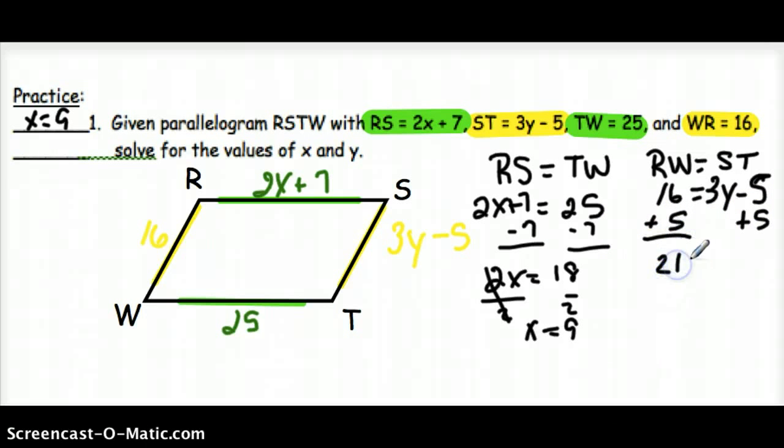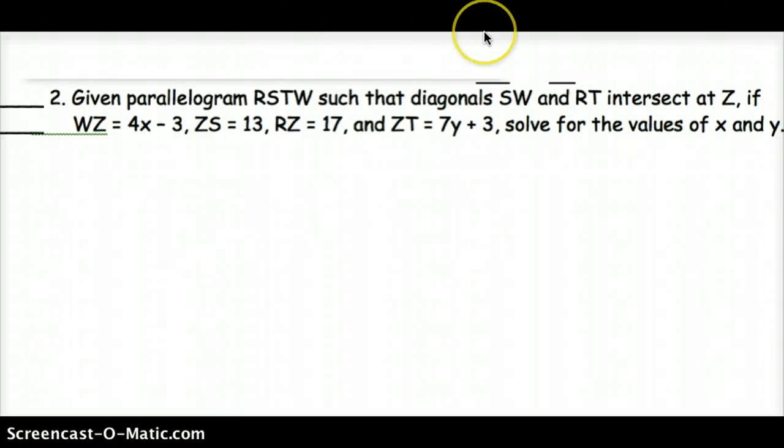and I get 21 equals 3y. I can divide by 3 on both sides, and I get y equals 7. So x equals 9, y equals 7, and we are done. We found the values of x and y. Okay, we're going to move on to number 2.